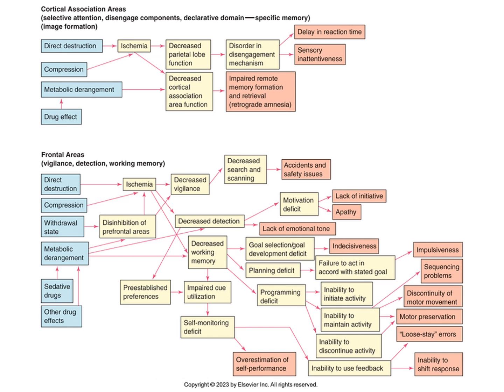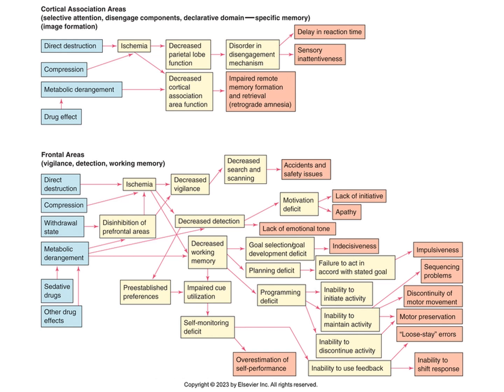We begin with the cortical association areas, which govern selective attention, image formation, and declarative memory. When these areas are injured, whether by ischemia, compression, or metabolic disruption, partial lobe function declines. As a result, patients may experience delayed reaction times and struggle to disengage their focus, making it difficult to shift attention. They may overlook key environmental cues or stimuli, a condition known as sensory inattentiveness. Most significantly, they may show signs of retrograde amnesia, the inability to retrieve past memories.